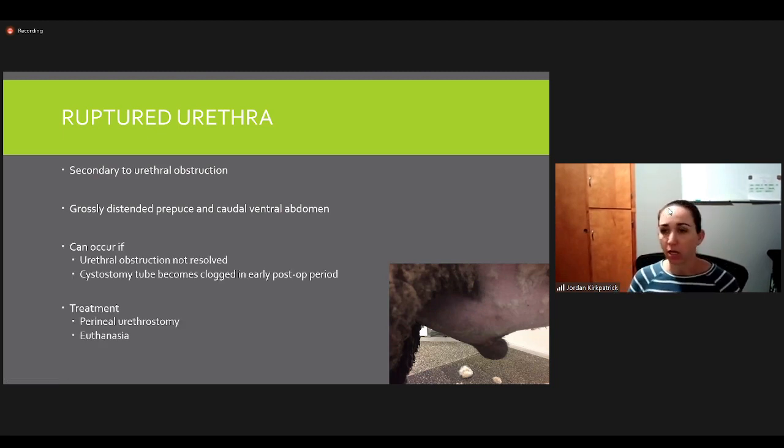And so this can occur again if the urethral obstruction isn't resolved or if the cystotomy tube becomes clogged in the post-op period. So Chester, that 7-week-old goat, his tube got clogged at home and he ruptured his urethra and then we had to euthanize him. The only treatment options once this happens are the perineal urethrostomy or euthanasia, so you can't reconstruct their urethra.